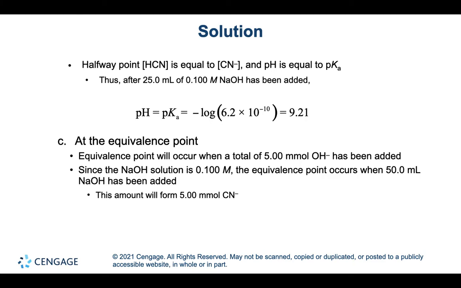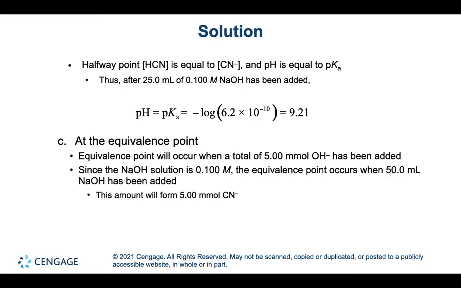And so we actually have a buffer situation where our HCN and CN minus are going to be equal. So because of the Henderson-Hasselbalch, that means the pH equals pKa. So at the halfway point in the titration, the pH equals pKa. So when you're titrating a weak acid with a strong base, your pH will be pKa at the halfway point, 9.21.